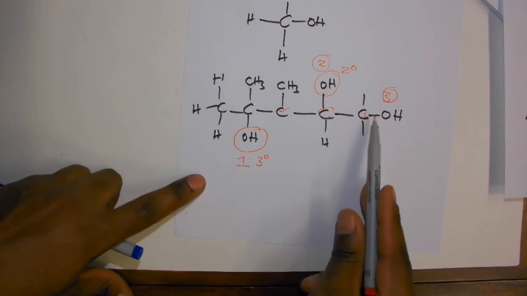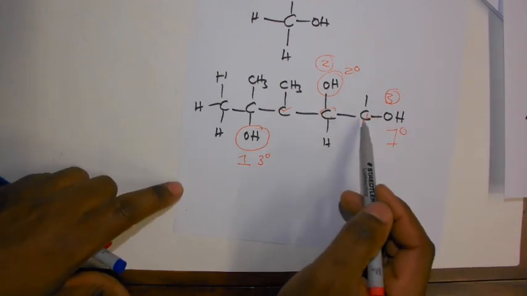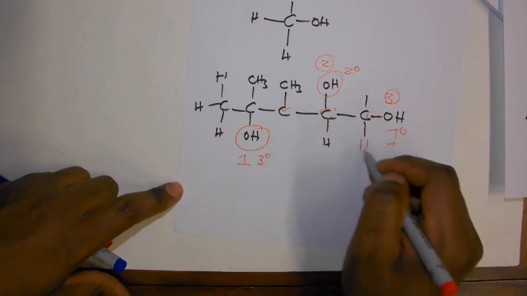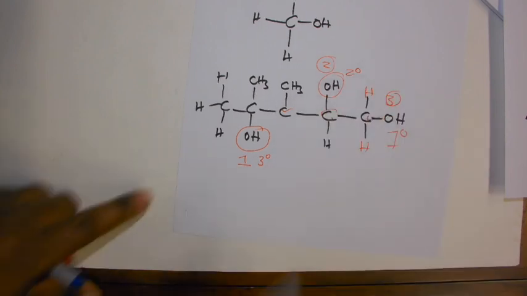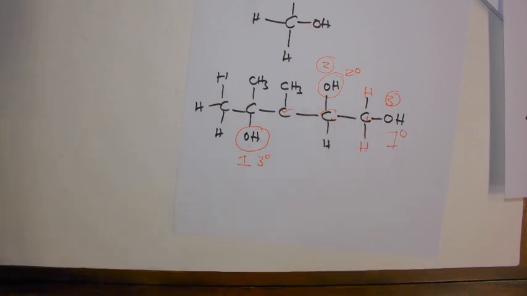This one is primary because it is attached to a carbon, the carbon itself. If I put H here, I put H here, it makes this carbon have 1 neighbor, so that is a primary alcohol. Please, you need to know that. It's very important. Just like an alkyl halide, the primary alkyl halide, it's just about the neighbor of the carbon that contains that halogen group or that OH. Are we together?